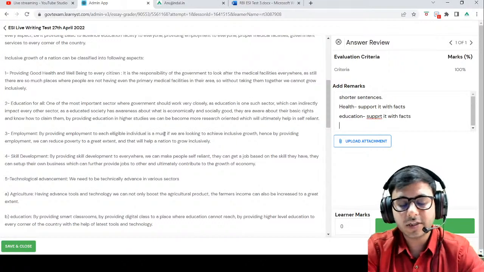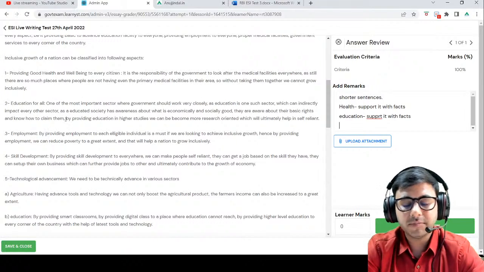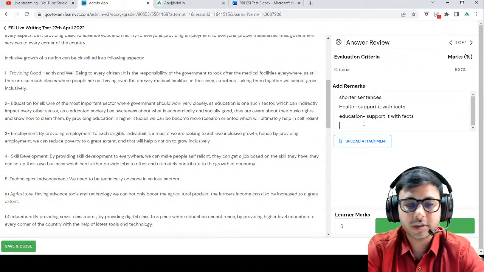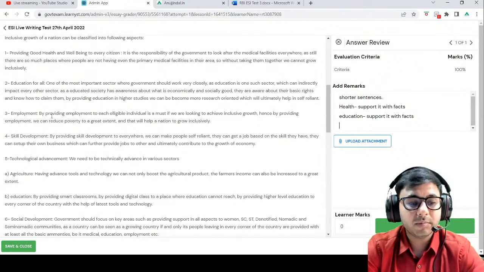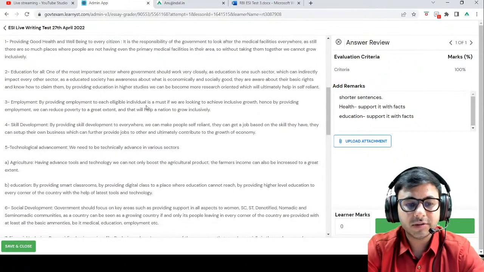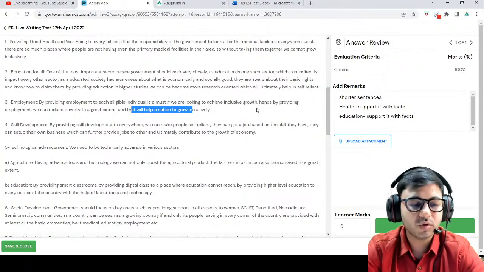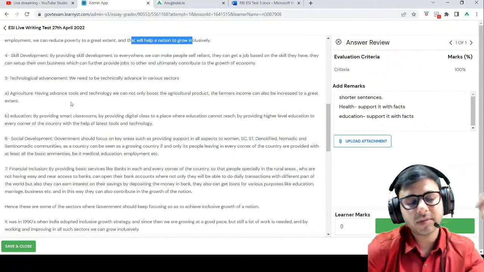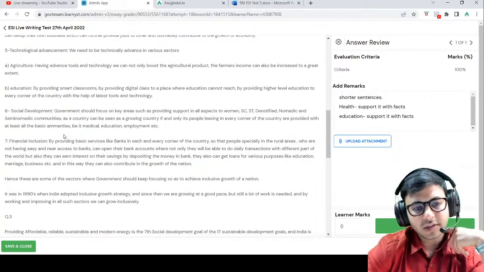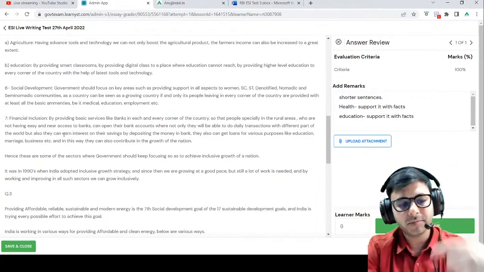How has education been an important parameter in ensuring inclusive growth, and what do the facts say? जिस तरह से पिछले आंसर में उन्होंने सपोर्ट किया था. Okay. Employment. By providing employment to each eligible individual is a must if we are looking to achieve inclusive growth. Hence, by providing employment, we can reduce poverty, and that will help a nation to grow inclusively. स्किल डेवलपमेंट, टेक्नोलॉजिकल एडवांसमेंट, एग्रीकल्चर. इसमें इंडिया का जो अचीवमेंट है वो आपने बात नहीं करी है.